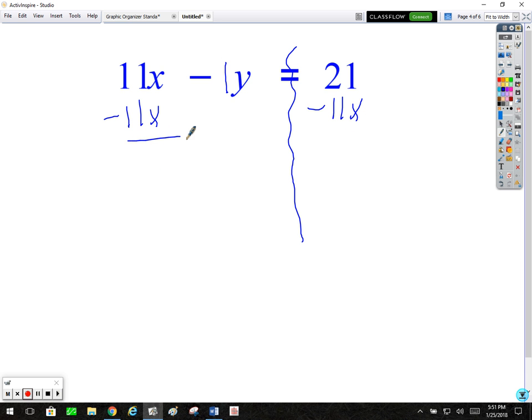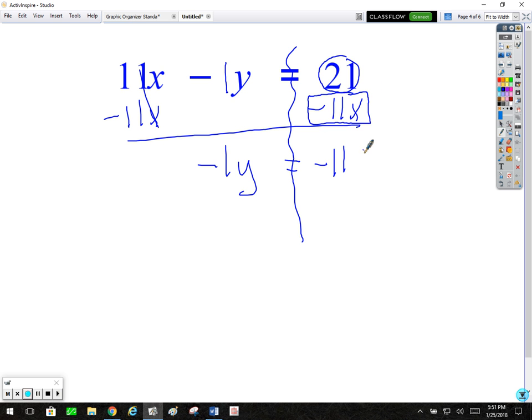Okay, so we're going to move the x, cross it out. So I have negative 1y is equal to, again, circle this, put a box, that way we're not tempted to combine that and make that a 10x, okay? So I have negative 11x plus 21.